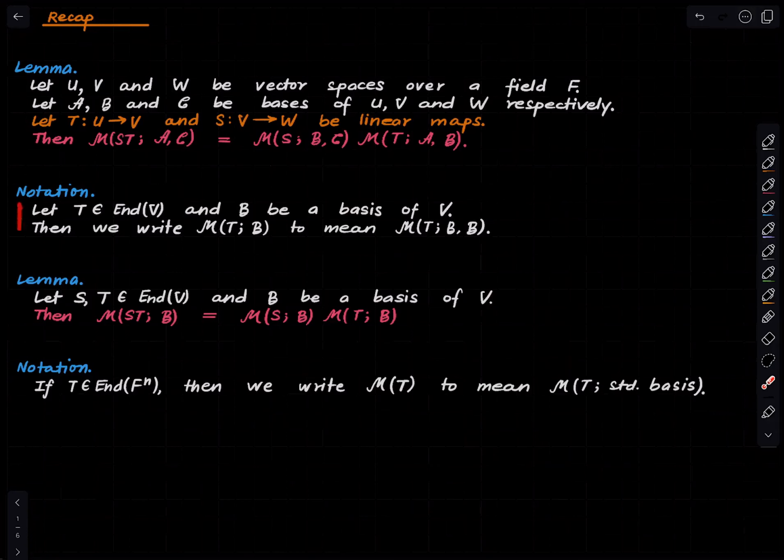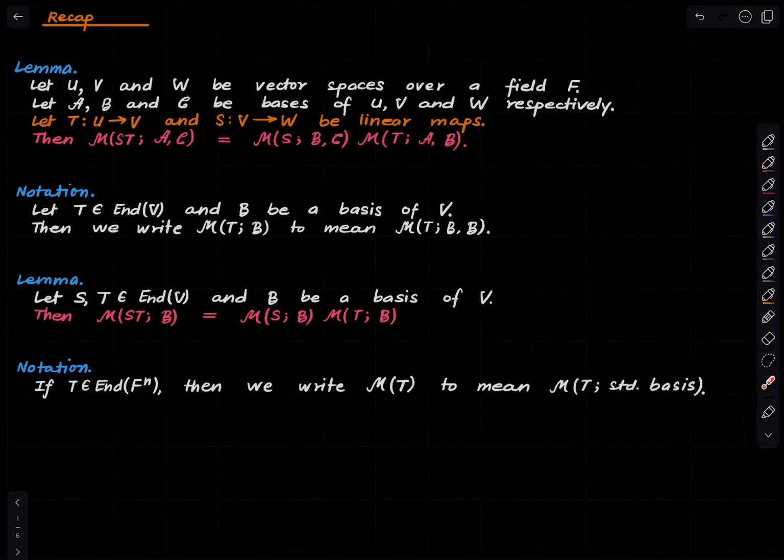Okay, a notational point. If T is an endomorphism on a vector space V and B is a basis of the vector space, then we write this to mean that. So we just don't write B two times. We just write it once.